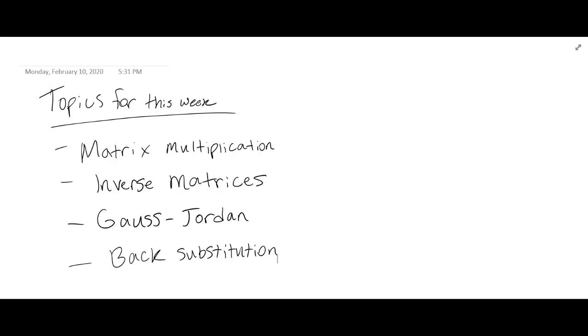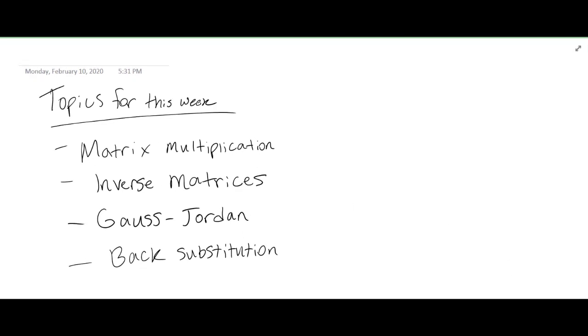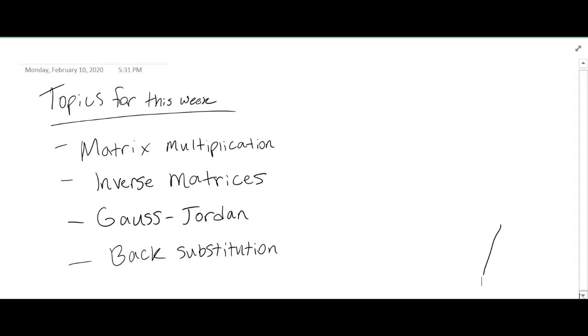Okay, let's do it. Matrix multiplication. Start with that. So, you know how to multiply matrices, probably.